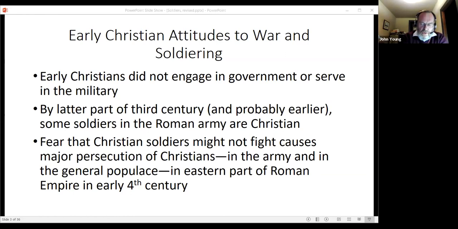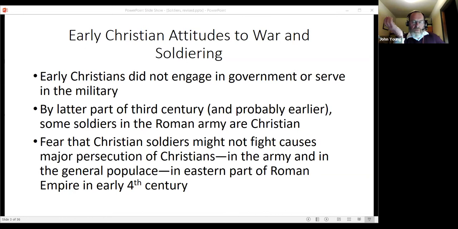What we know is that as you move through the late second century and into the third, I say in the slide here, probably, in fact, it's certain, that there begin to be some soldiers in the Roman army who are Christian. And as time passes, for some of them at least, there comes to be a crisis of conscience about whether what they do is in alignment with the teachings of Jesus. As you get toward the last part of the third century and the early fourth, there are increasing numbers of folks in the Roman armies who are Christian.